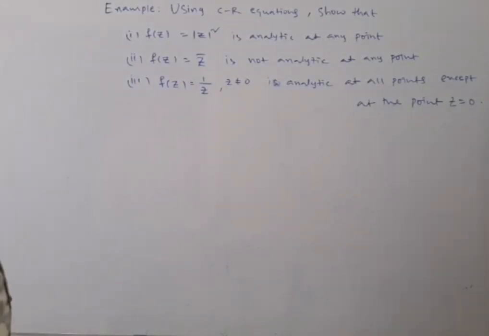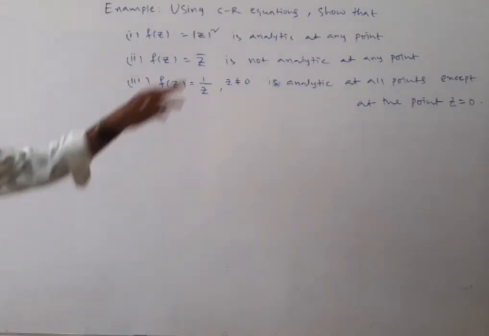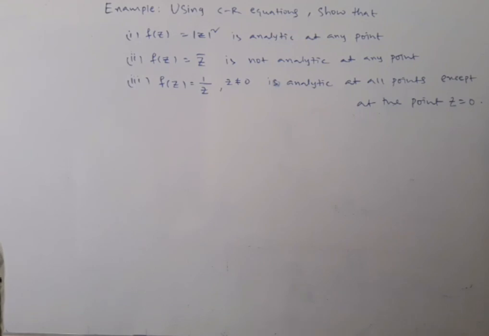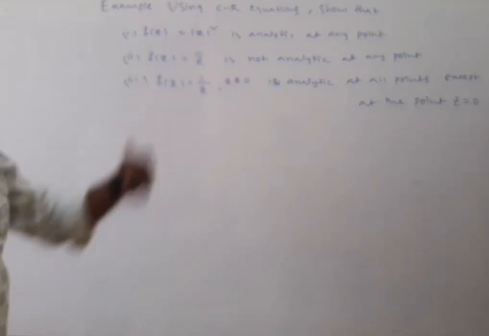Now coming to the example, using CR equations show that the following functions are analytic or not. The first one is not analytic at any point, and the second is analytic at all points except z equals 0. Now I am going to prove them one by one, right?